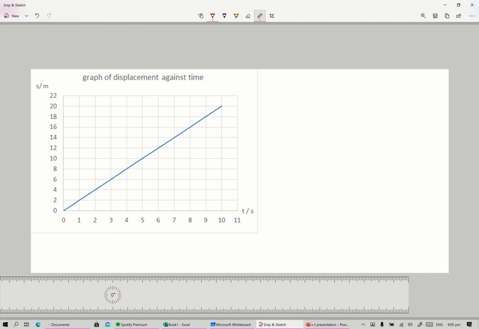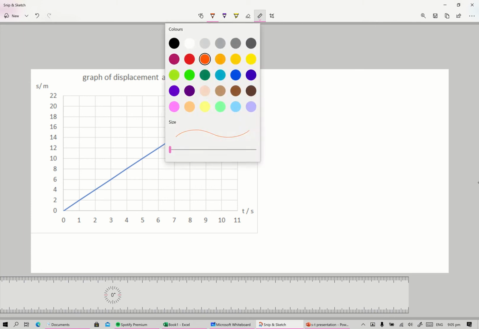So now, how do we describe the gradient of a displacement time graph? How do we describe the motion of the object using the displacement time graph? When you look at this coordinate here, again, it's very nicely fitted out for you, for the purpose of discussion and because we're just beginners.